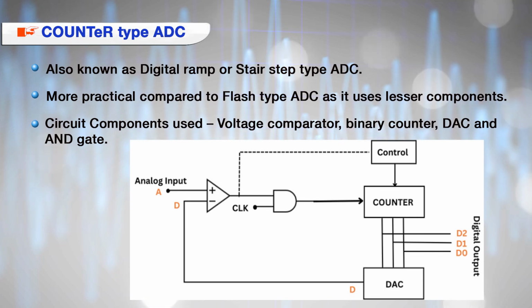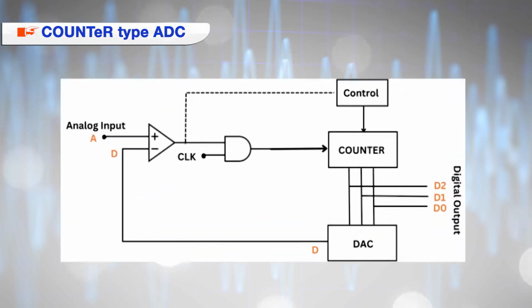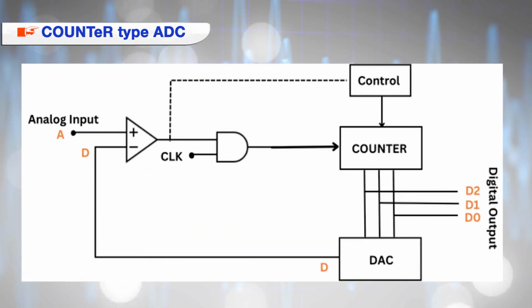Let us first understand how it is designed. Look at the schematic diagram. Here we used a counter which gets reset after every count. Output of the counter is given to the DAC and output of the DA converter is given to the negative input terminal of the comparator. The positive terminal of the comparator is supplied with the analog input voltage. Output of the comparator is fed to one terminal of the AND gate and the other terminal of the AND gate is provided with a continuous clock pulse. Output of this gate is fed to the counter.